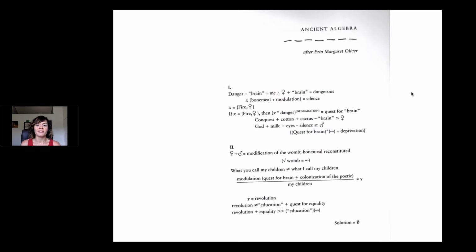And then here we have this logic problem, which comes from kind of an equation. If X equals fire and feminine, then X times danger to the power of degradation equals quest for brain. Conquest plus cotton plus cactus minus brain is less than or equal to feminine. God plus milk plus eyes minus silence is greater than or equal to man. Here we get the first usage of the symbol for male.